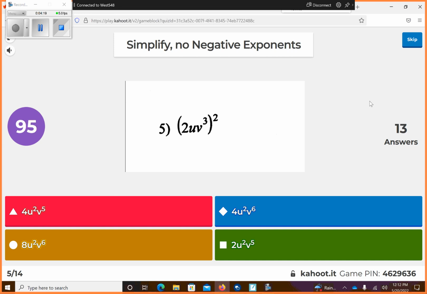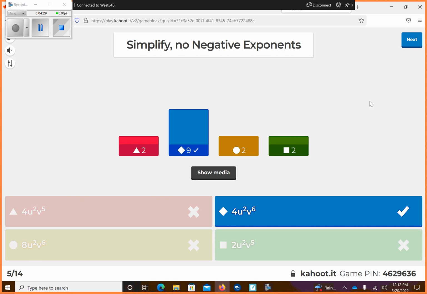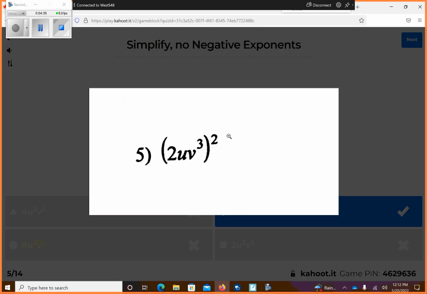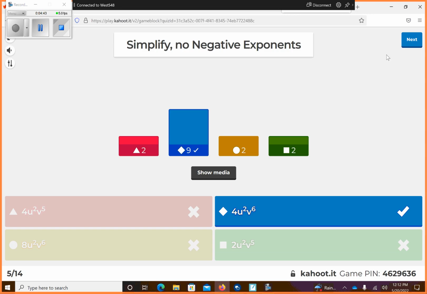Almost there. 2 more, maybe. One more, maybe. Okay, so 6 of you missed that, so careful. 2 squared is 4. Then u to the first to the second is u to the second. V to the third to the second is v to the sixth because you multiply the exponents, okay?